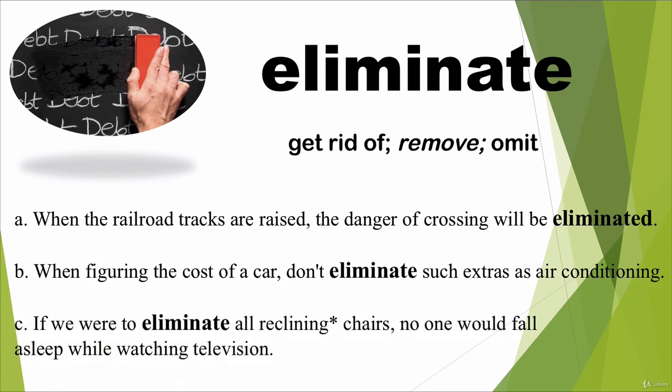C. If we were to eliminate all reclining chairs, no one would fall asleep while watching television. That's a really nice fact. So, do you know the meaning of reclining in this sentence? Actually, we learned this word in previous lessons. Reclining means stretch out or lean back. So, eliminate means remove or omit and get rid of. This is a verb. The noun is elimination. Okay, guys, if you have studied and learned this word, let's jump to the next one.